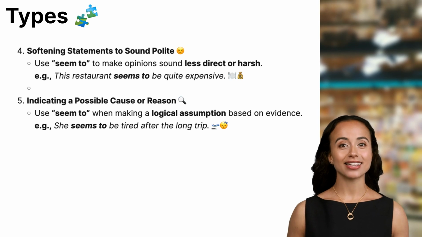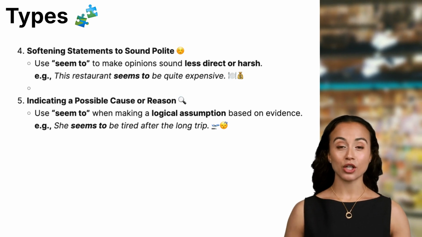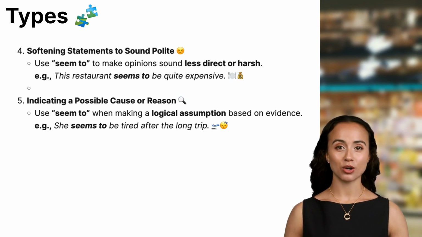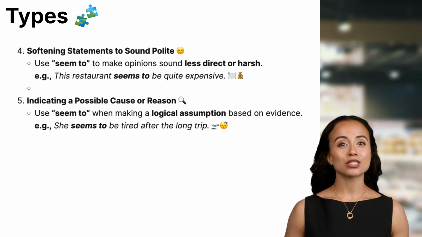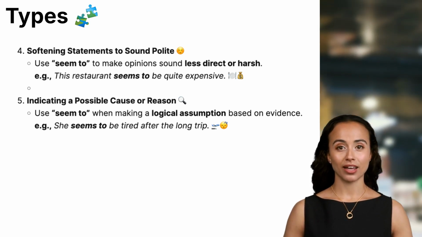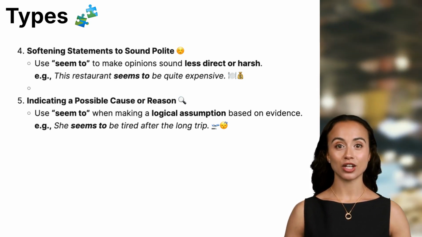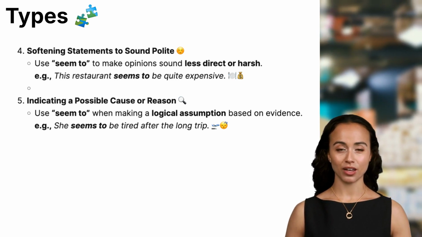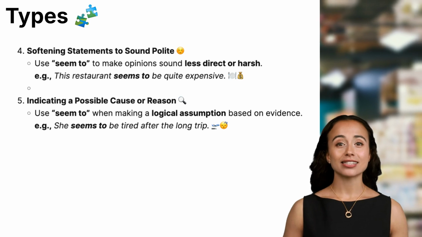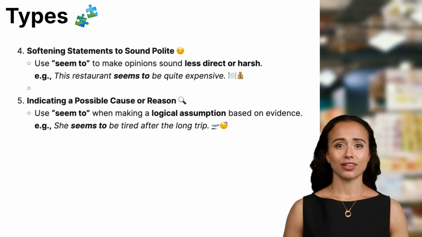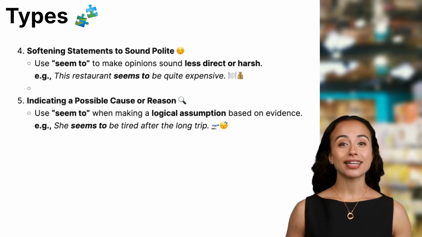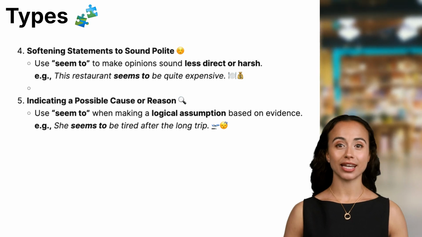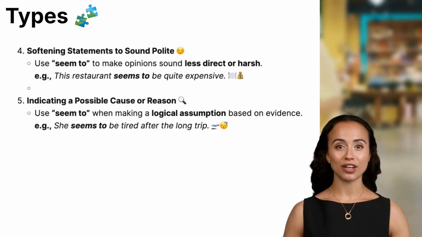5. Indicating a possible cause or reason. Use "seem to" when making a logical guess based on evidence. Example: She seems to be tired after the long trip. This means she looks tired, and you assume it's because of the trip. More examples: He seems to be upset about something. The team seems to be struggling with the new project. If you're making an educated guess based on what you see, "seem to" is the perfect phrase to use.